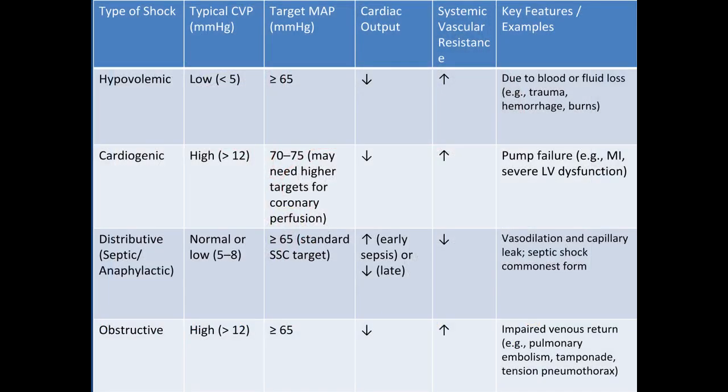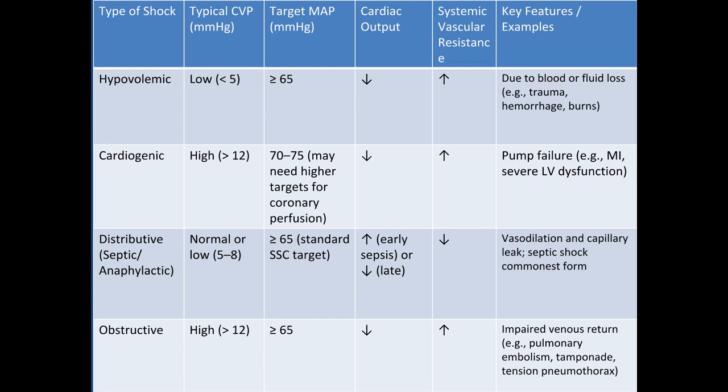This table brings together the hemodynamic patterns seen in the major types of shock. Recognizing these patterns helps us choose the right treatment quickly. Hypovolemic shock typically shows a low CVP, low cardiac output, and high SVR, because the body is trying to compensate for blood or fluid loss. Cardiogenic shock is the opposite problem. The pump fails, so CVP and PA pressures rise, cardiac output falls, and SVR increases as the body tries to maintain perfusion.